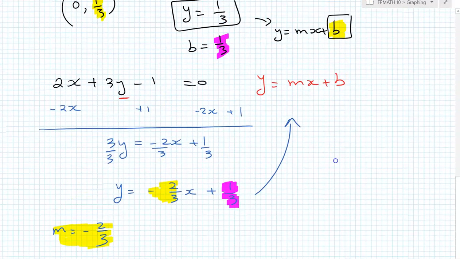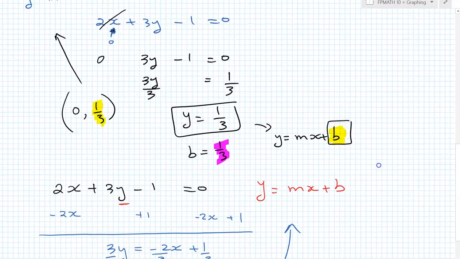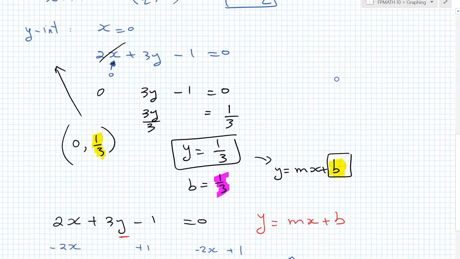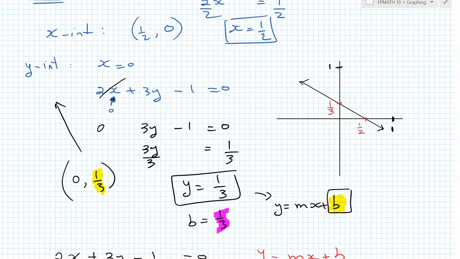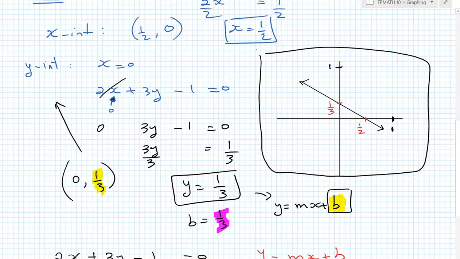Even using the x and y intercepts, you can easily graph that as well. You have (0, 1/3) and (1/2, 0). Those are the two points. You can draw a line right through these two, and you'll be fine. I included a graph right here for you. I plotted (1/2, 0), which is right here, that's the x-intercept, and (0, 1/3) for the y-intercept, and then drew a straight line through.